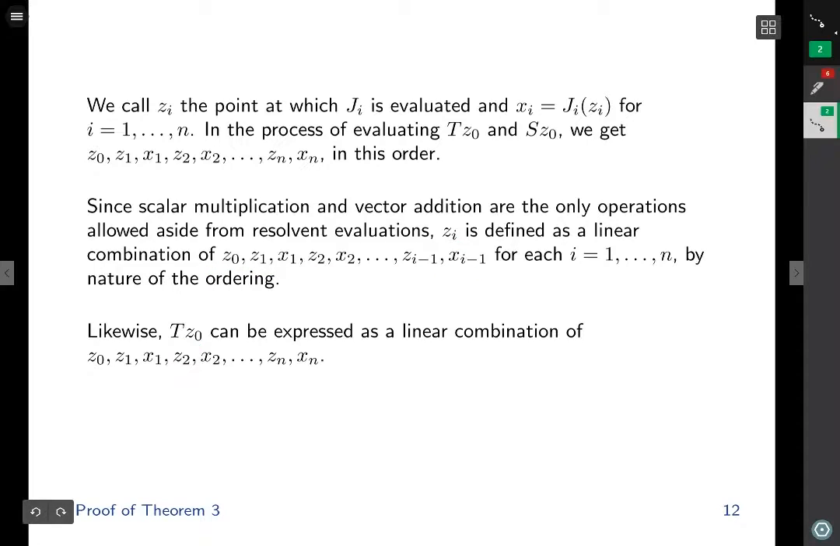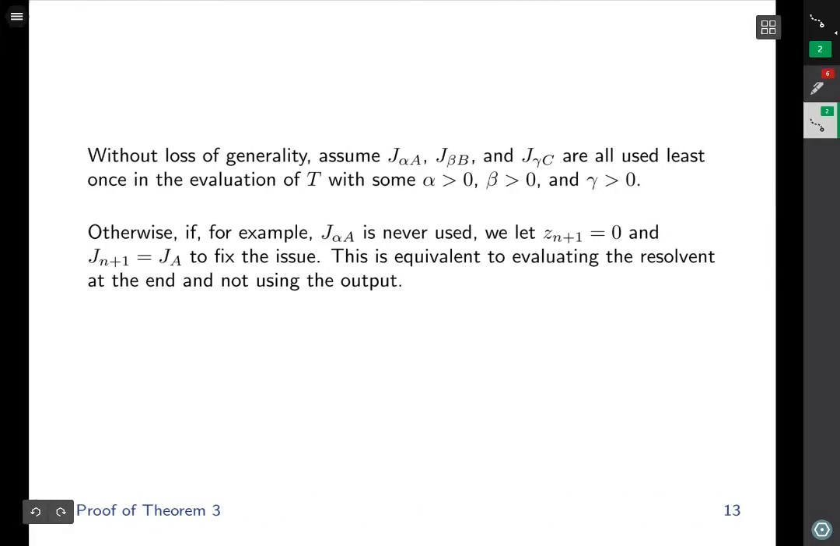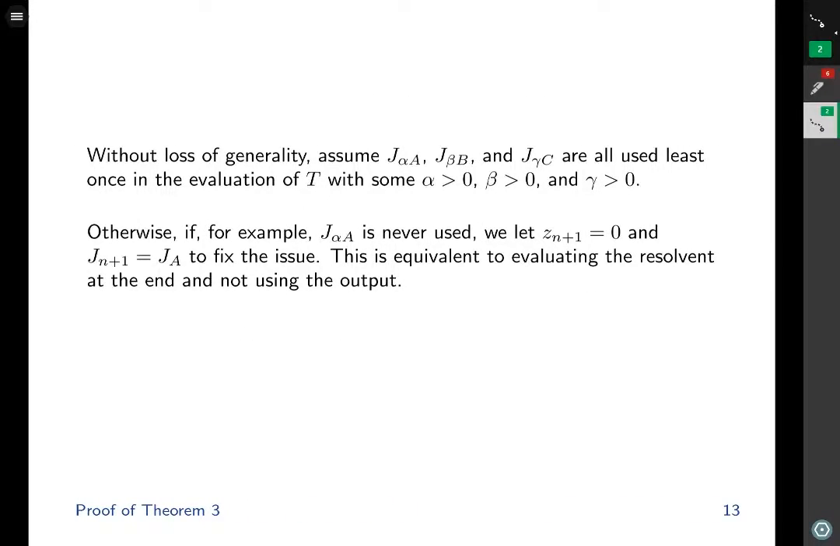Likewise, the output of the solution mapping can be expressed as a linear combination of the inputs and outputs to the resolvent evaluations. Without loss of generality, assume that the resolvents with respect to A, B, and C are all used at least once in the evaluation of T. If this is not the case, for example, if the resolvent with respect to A is never used, then we can define z(n+1) as 0 and evaluate the resolvent with respect to A at this 0 input. This is equivalent to evaluating the resolvent at the end and not using the output.